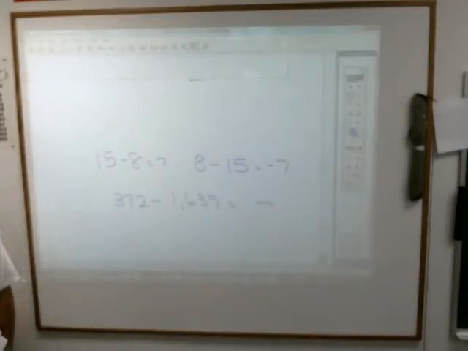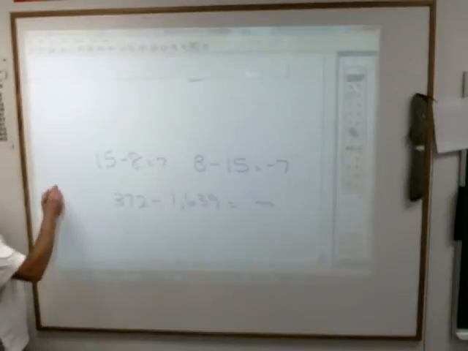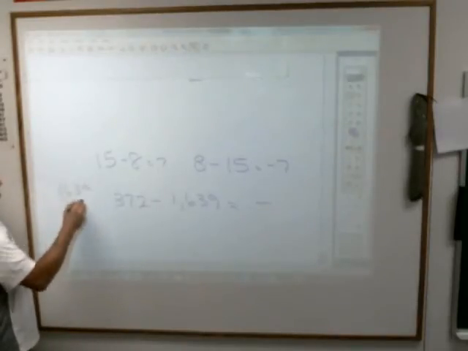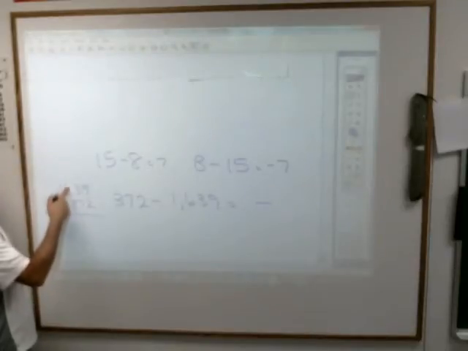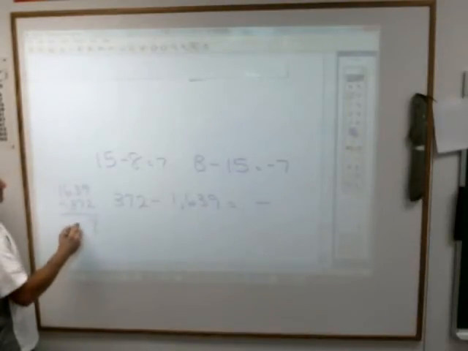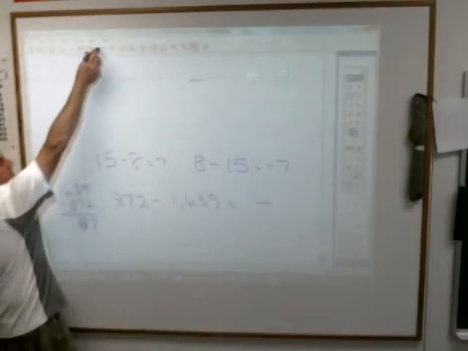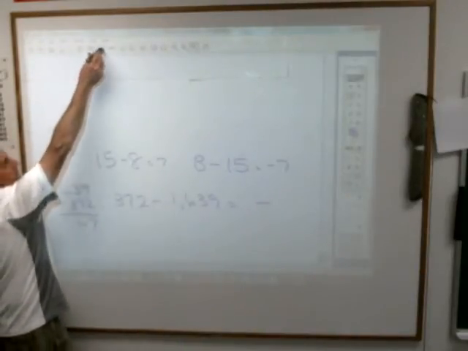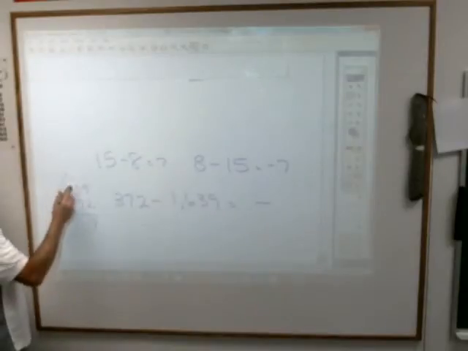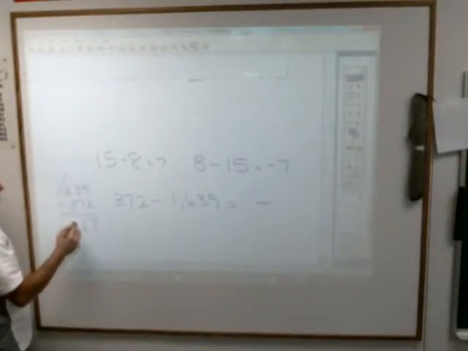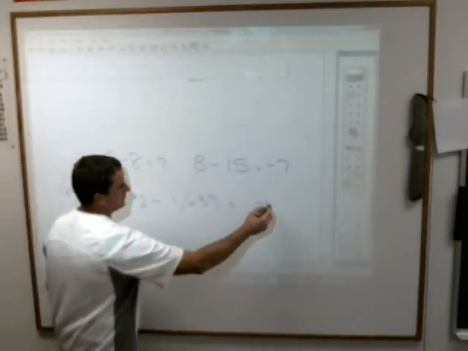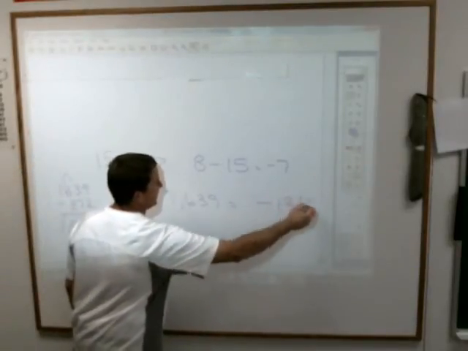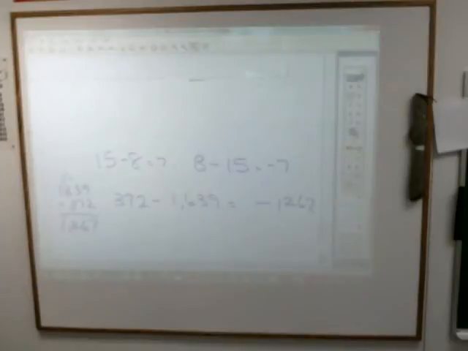Alex? First take 1,639 and subtract. We take the small one away from the big one, and that's how much negative. Sorry, this is 513, so it's at 6. You end up being 1,267 negative.